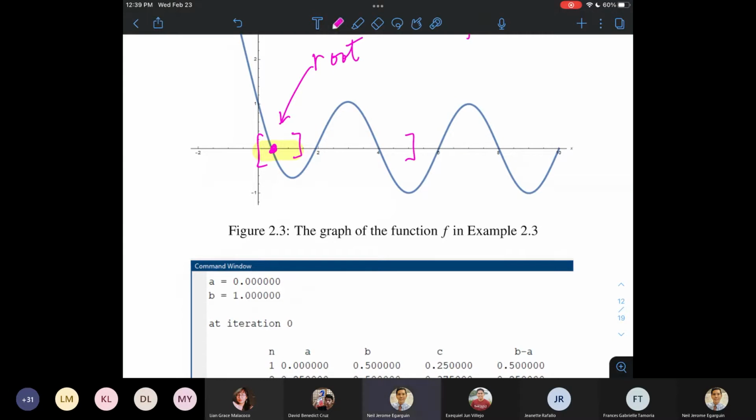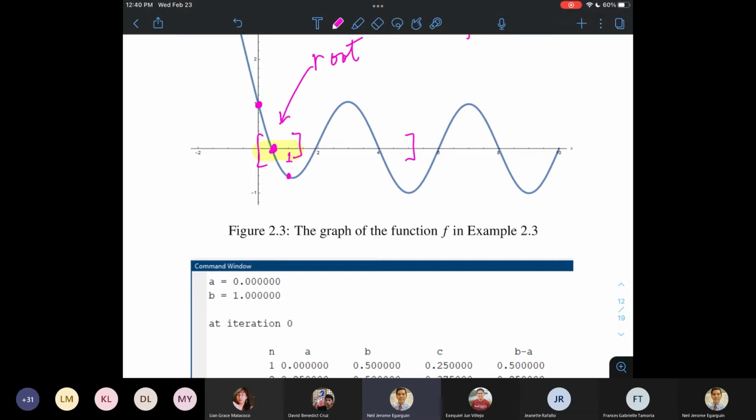At x equals 0, ang function value ay positive. At x equals 1, negative yung value. So ito yung x equals 1. So that's a nice bracket. It's a nice bracket because the bisection method is guaranteed to converge to a root.